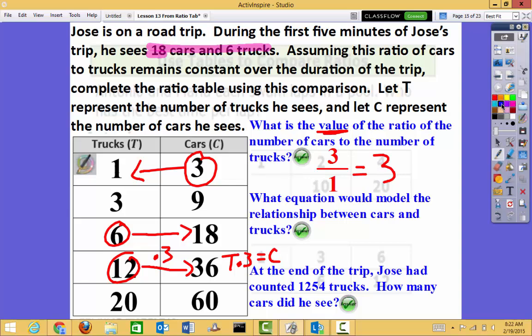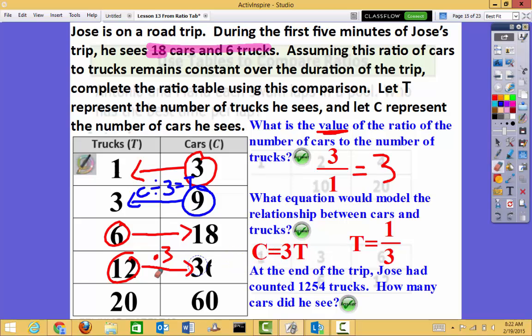What's another relationship I can draw? Well, I can draw how my right side is related to the left. It's the same, but it's opposite. So it's going to be cars divided by 3 equals trucks. Those are my equations that I can write.